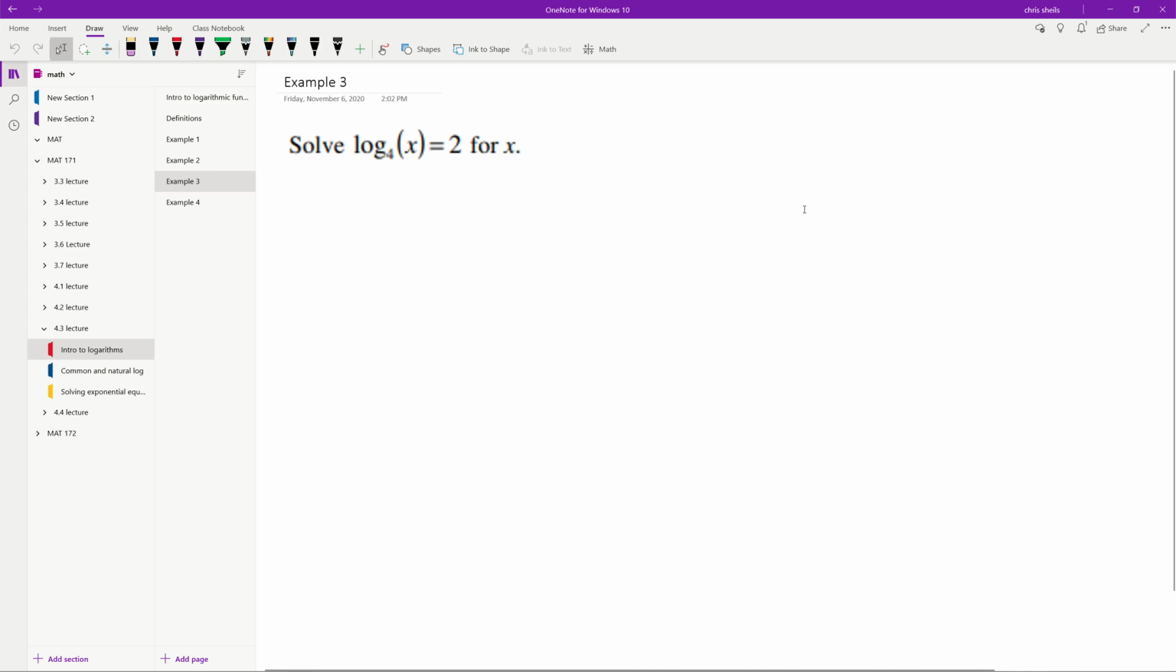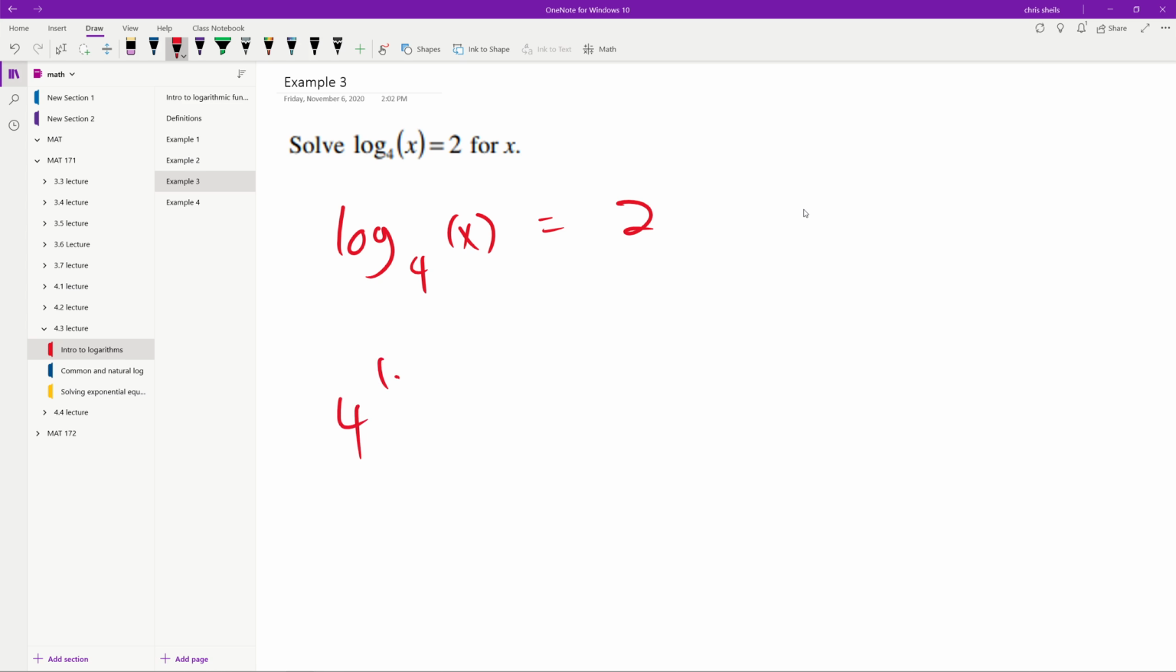Next up, solve log base 4 of x equals 2 for x. Okay, so how I can do this is by rewriting this as an exponential function. So that is log base 4 of x equals 2. Maybe I'll rewrite that. It's a bit difficult to see the 4. What I want to do is take this logarithmic base. This becomes the base of the exponential function, right? And I'm exponentiating both sides here.